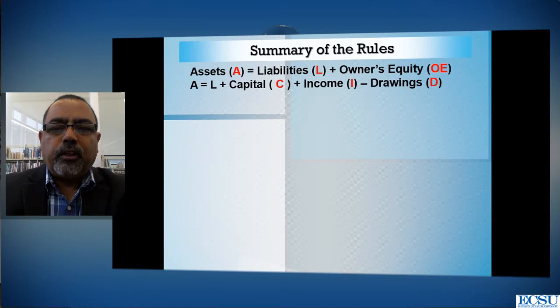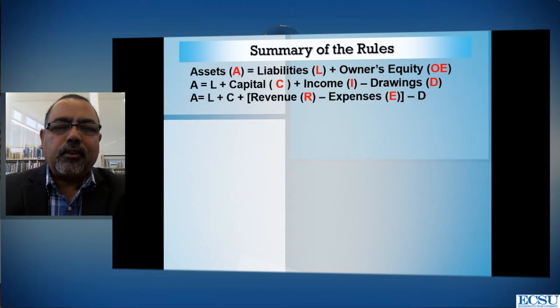Now, we know how to calculate income. Income is revenue minus expense. So, therefore, if we expand the accounting equation, the new equation will be assets equal liabilities plus the initial capital plus revenue minus expense minus the drawings.